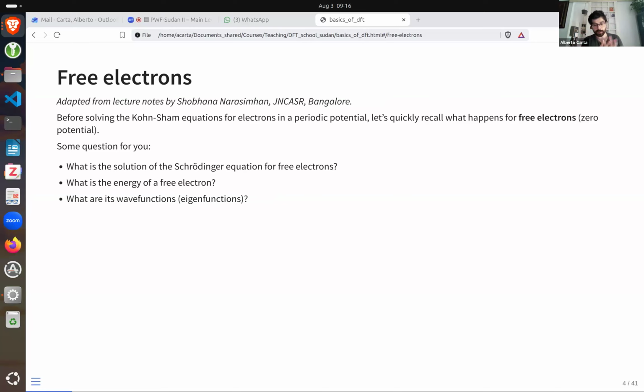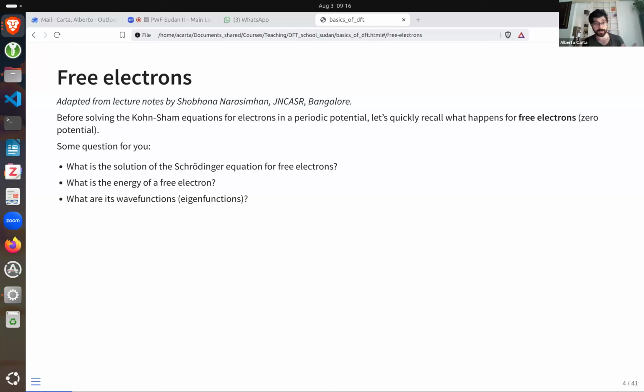Before starting to delve into the Kohn-Sham equations, I would like to have some interaction with the class, also to understand what you have learned in the past week. So let's have a quick recall of what happens for free electrons. This is basic quantum mechanics, and I want to ask the class a couple of questions.